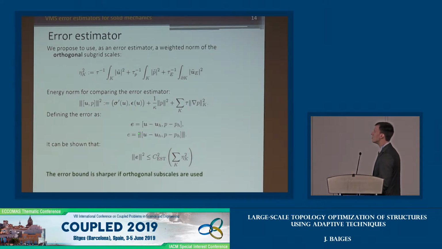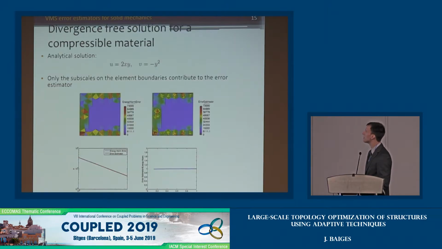And then we define, as usual, the error as the difference between the exact solution and the finite element solution. And the nice thing about this error estimator is that we can show that the exact error is bounded precisely by this norm of the error, and also that it is quite convenient to use this definition of the subscales space, so the orthogonal space to the finite element space, because the error bound is sharper if we use this definition of the space for the subgrid scales.